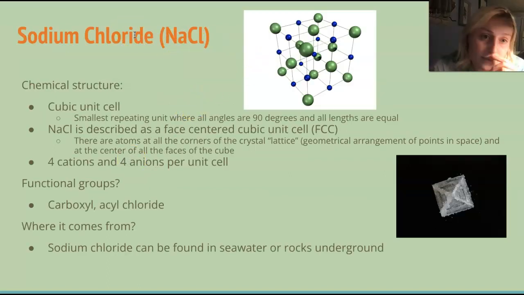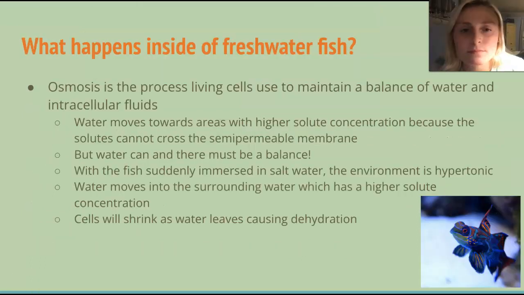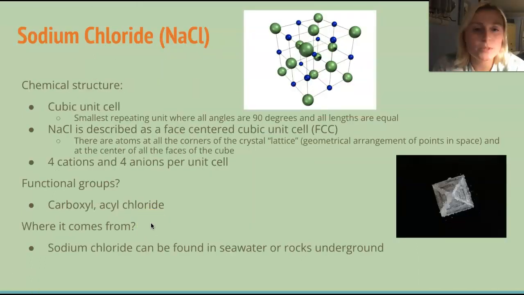Alright, sodium chloride, NaCl, its chemical structure is a cubic unit cell, and it is described as a face-centered cubic unit cell, so FCC. A cubic unit cell is the smallest repeating unit where all the angles are 90 degrees and all the lengths are equal. In sodium chloride specifically, there are 4 cations and 4 anions per unit cell. The functional groups are the carboxyl group and the acyl chloride group, and it comes from seawater or rocks deep underground.